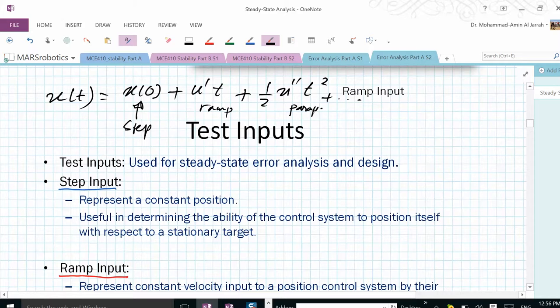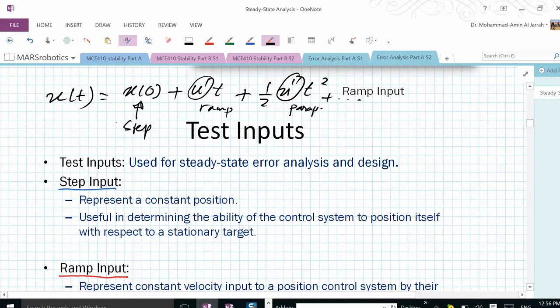Why do we call it acceleration? u prime is velocity, u double prime is acceleration, and u of 0 is position. So it is called position, velocity, and acceleration. The position input is the step input. The velocity input is the ramp input. The acceleration input is a parabolic input.